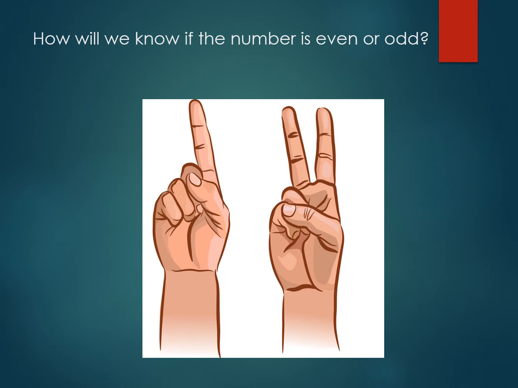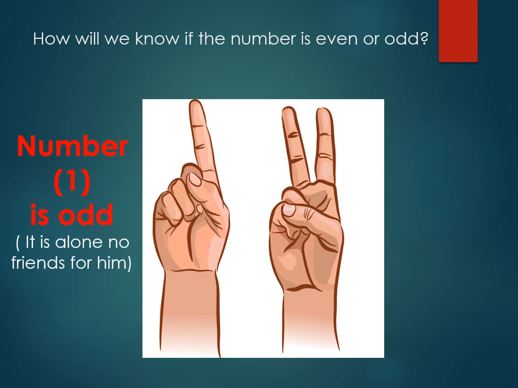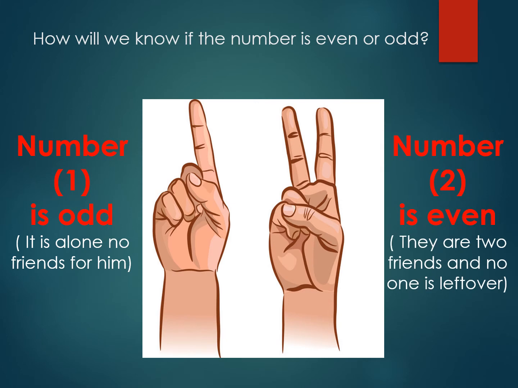How do we know if the number is even or odd? Let's see. Number 1 is alone. No friends for him. So we call number 1 odd number. What about number 2? Number 2, they are friends. No one is left over without any friend. So number 2 is even.